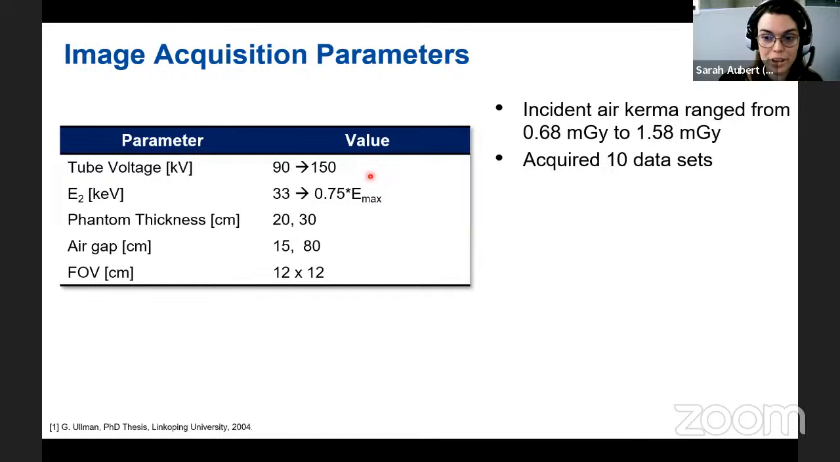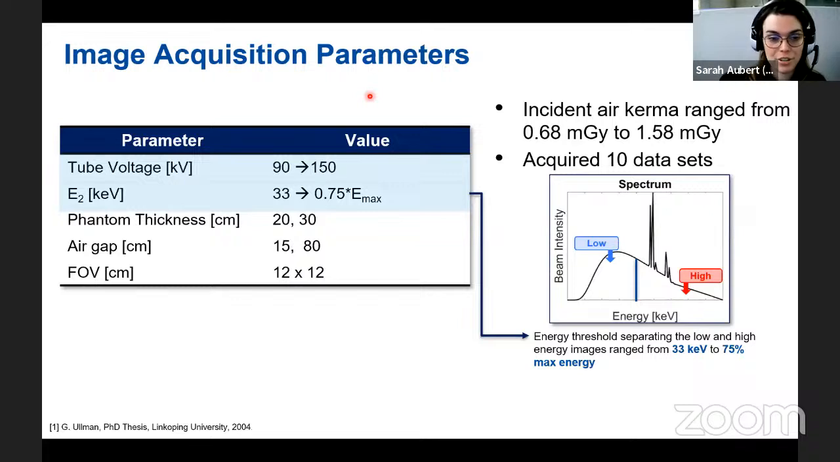For this study, we imaged our phantom using tube voltages ranging from 90 to 150 kV. This range is higher than what is seen in typical angiographic applications, but was selected based on previous research that showed that higher tube voltages are likely required for photon counting angiography applications. The energy threshold that we used to separate our low and our high energy image varied from 33 keV to 75% of the maximum energy. We repeated this study for both phantom thicknesses, the 20 and 30 centimeter.